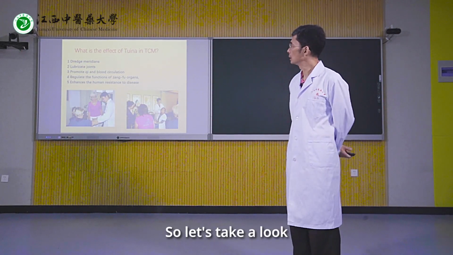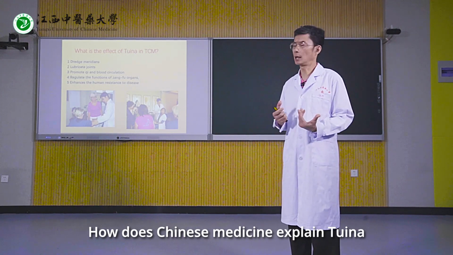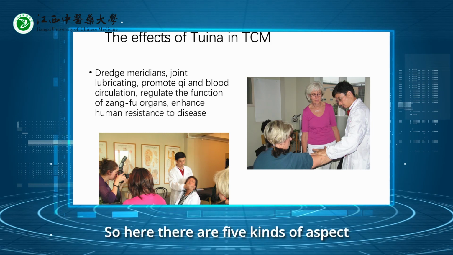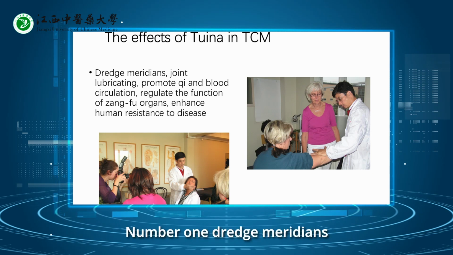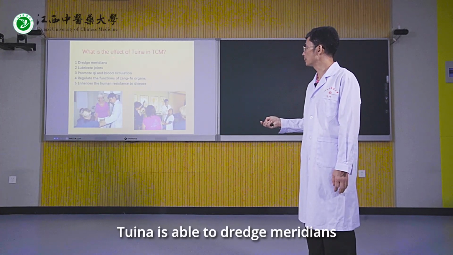So let's take a look. How does Chinese medicine explain trainer? How does TCM understand trainer? Here there are 5 aspects. Number 1, judge meridians. Trainer is able to judge meridians.